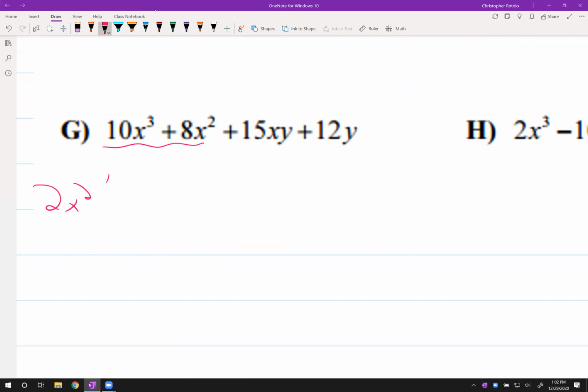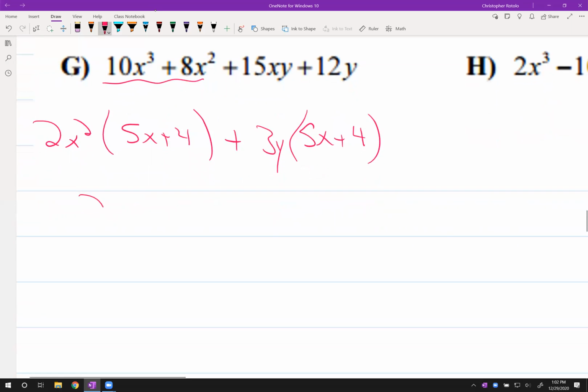So 2x squared, so I need 5x plus 4. See if we can make this 5x plus 4. What do we have to take out? Looks like 15 divided by 5. This will give me 3. And xy and 12y, so they need a y out of there as well. All those signs are positive, so it's going to stay that way. So 2x squared plus 3y times 5x plus 4.